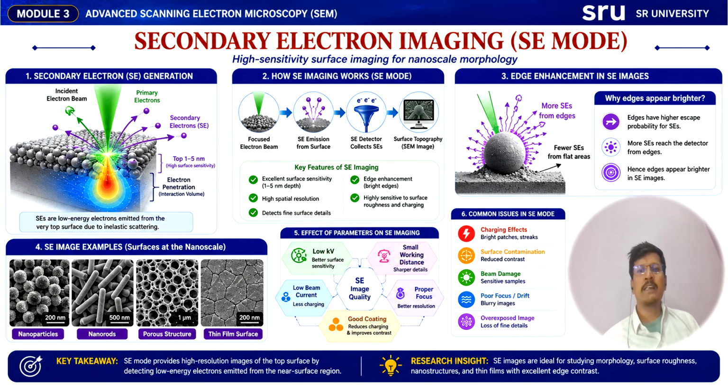An important characteristic of these secondary electrons is that they possess very low energy, typically less than 50 electron volts. Because of this low energy, only electrons generated very close to the surface can escape from the material.